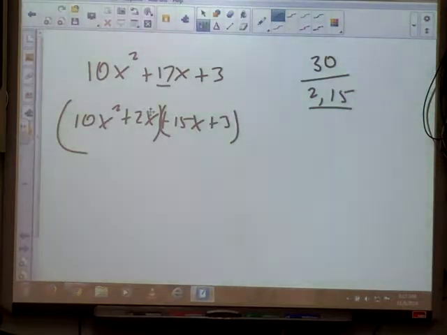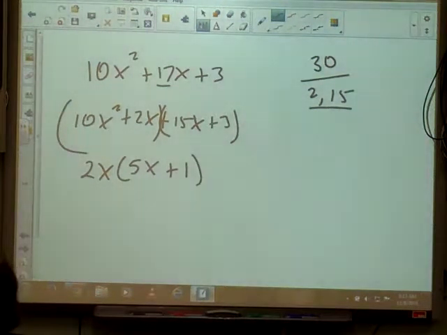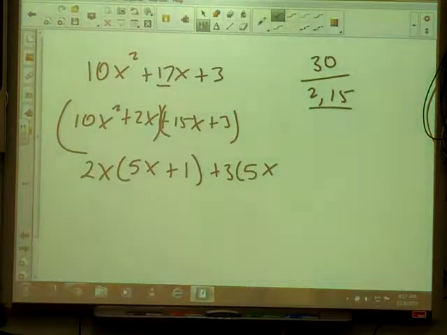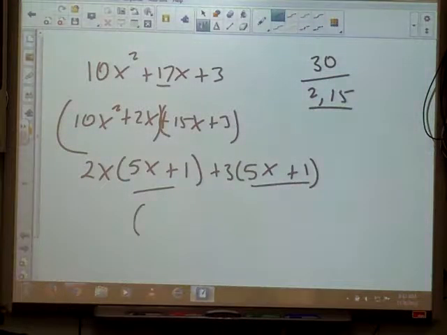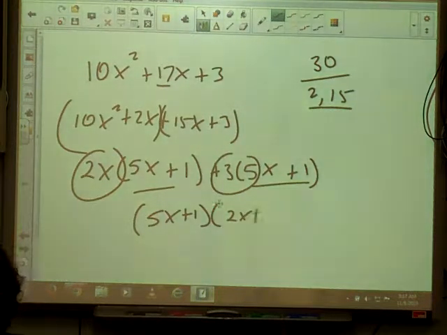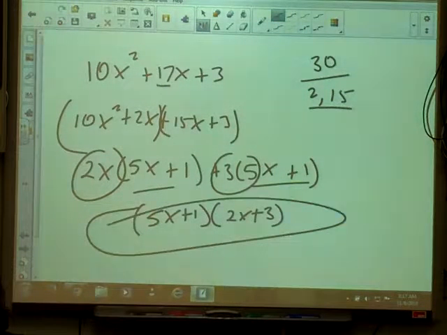What's the GCF of my first group? 2x. 10x squared divided by 2x is 5x. Good. 2x divided by 2x is 1. Don't leave off your plus 1 there. 3 would be over here. 15x divided by 3 is 5x. 3 divided by 3 is 1. Nice. So what we had twice, 5x plus 1. What we took out, 2x plus 3. Yep.